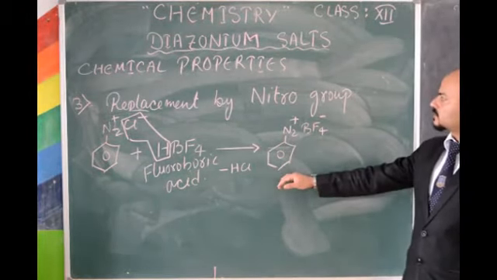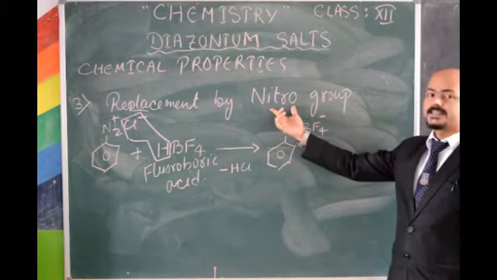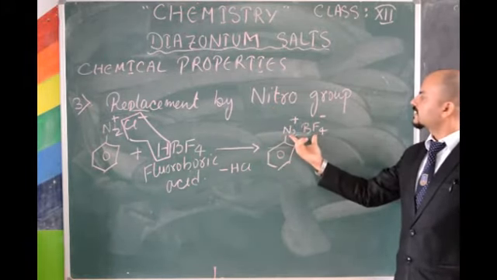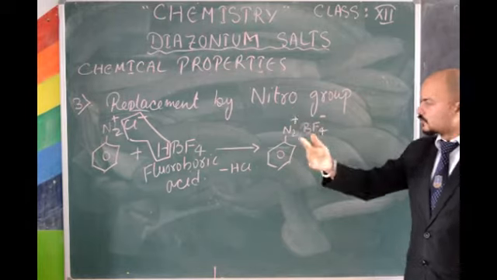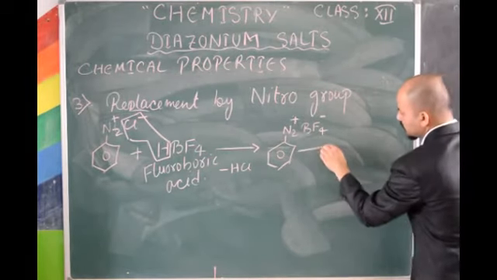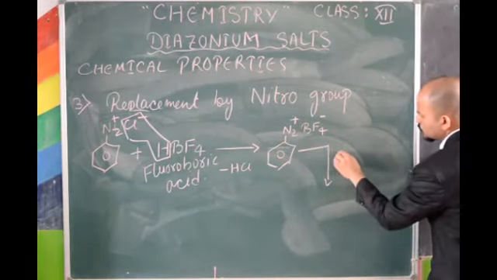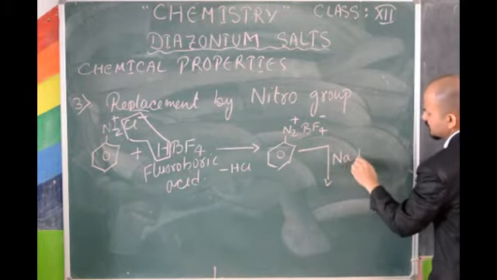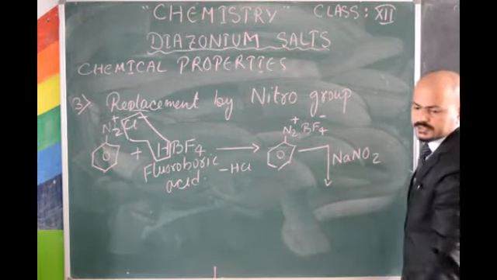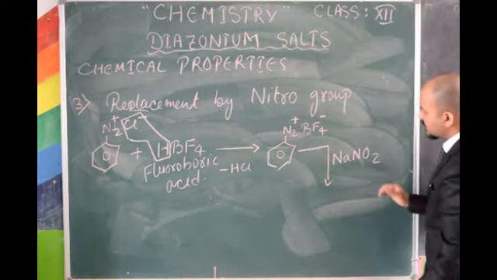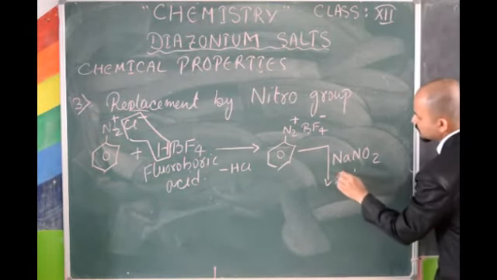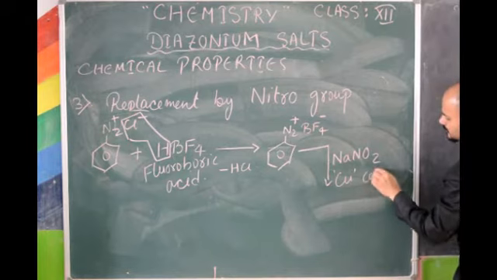And what is our main aim? Our main aim is to substitute this entire group with the NO2 group. So in order to do that, what we have to do? We have to treat with sodium nitrite or potassium nitrite. See, we are treating with sodium nitrite. Okay? And here also, copper will be used as catalyst.